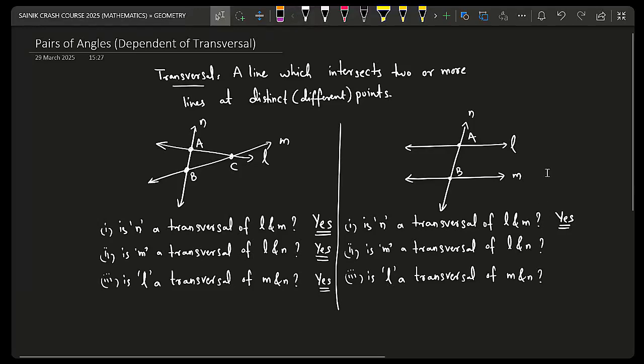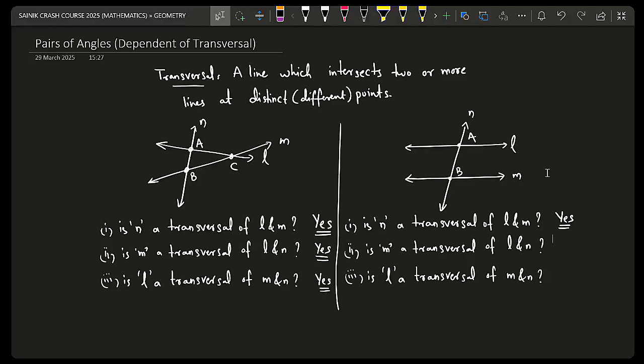Sriyansh, can you read the second question? Sir, yes. If M is a transversal of L and N. Can you call M a transversal of L and N? Sir, no. Sir, why can't M be a transversal of N? Come again. M is a transversal of N.